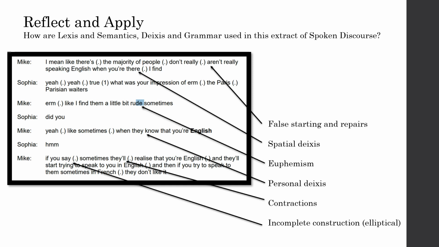There's a euphemism in there related to waiters in Paris. We use euphemism as a politeness feature, particularly in British English. We looked last lesson in pragmatics at politeness. Speakers often avoid being too direct or too dysphemistic, particularly in Britain, where politeness is a very strong feature of the British way of speaking. There are contractions in there, of course, like they'll, and there are incomplete constructions.